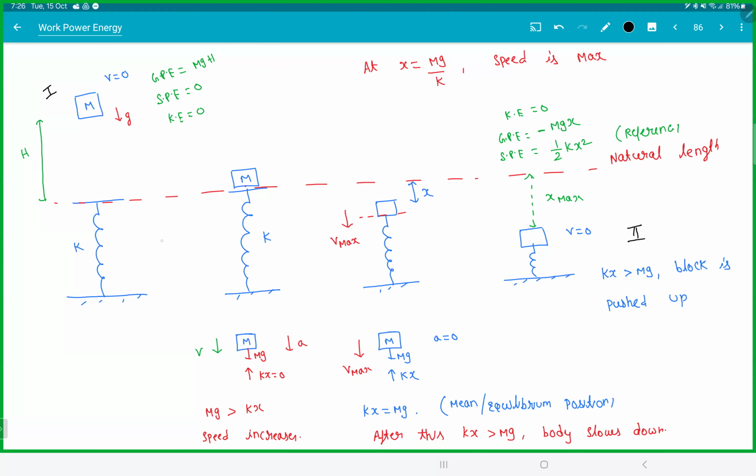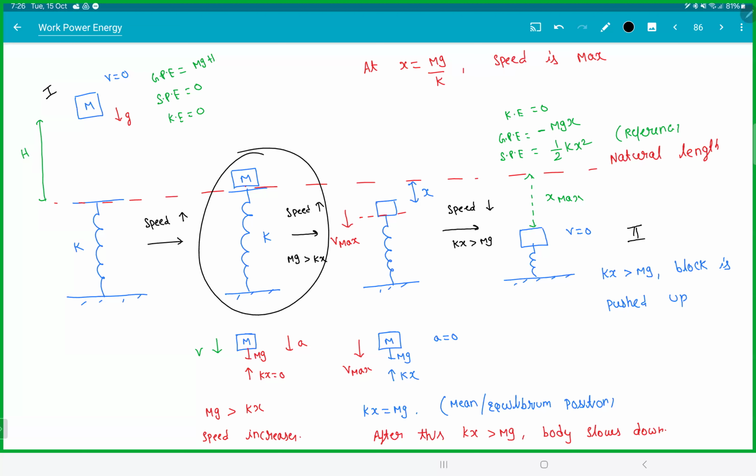So if I have to write now, from here to here, speed is increasing. Here to here, speed is increasing. From here to here, speed is decreasing, because after this point, kx becomes greater than mg. At this point, mg is greater than kx. That's a very good question. At what point is speed maximum? Most people think at this point speed is maximum.